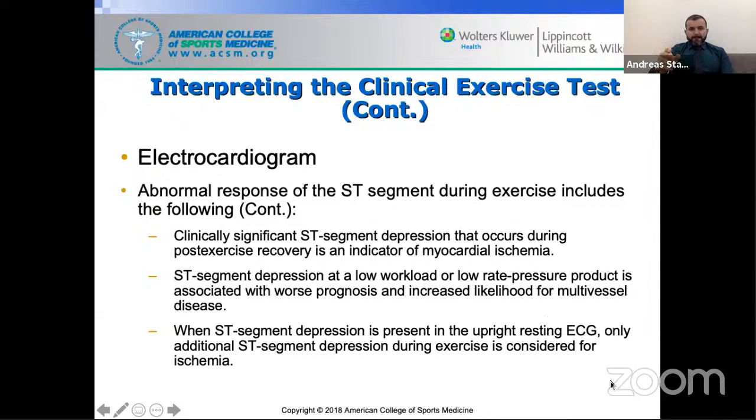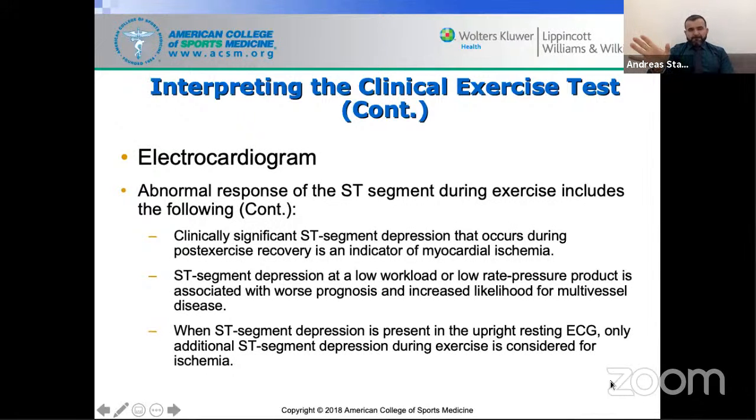And also we have post-exercise, that's another indicator. If you have a depression at a low workload, that's even worse, as you understand. That gives you an even worse prognosis. So if you get that reaction from a low workload, that's not good. And when ST segment depression is present in the upright resting ECG, only additional ST segment depression during exercise is considered for ischemia. So you need both.